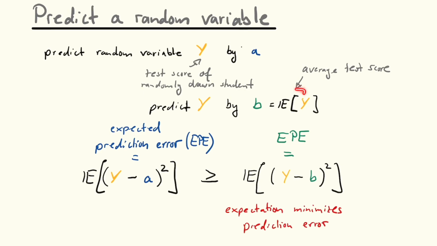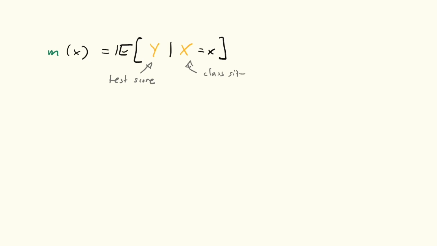In this sense, the expectation is the best prediction. This result will help us a great deal in understanding the conditional mean function. The conditional mean function m of x is the conditional average of our outcome variable y in a subpopulation defined by x. Think of y as test score and x as class size. This conditional average is called the conditional expectation.